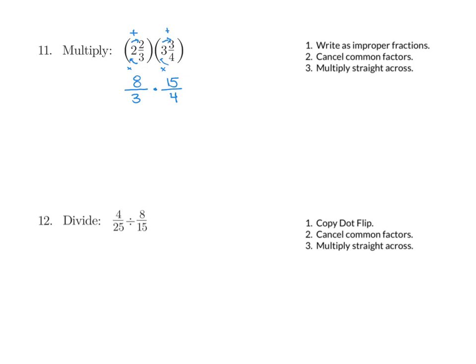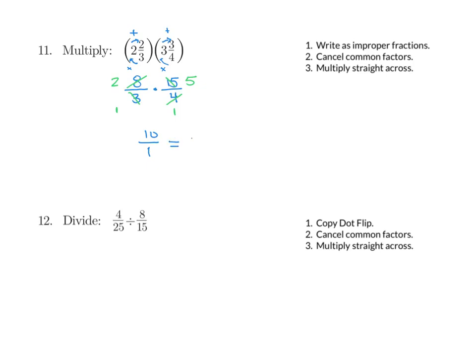All right, then we cancel. So what can I cancel here? 8 and 4 are both divisible by 4. If we divide 8 by 4, we get 2. 4 divided by 4 is 1. 3 and 15 are both divisible by 3. 3 divided by 3 is 1. 15 divided by 3 is 5. And if we multiply straight across, we get 10 over 1.